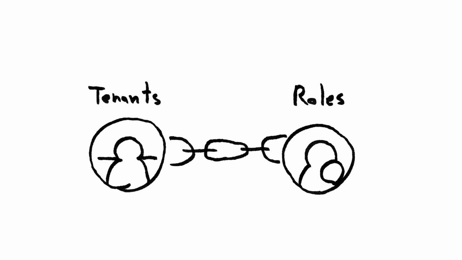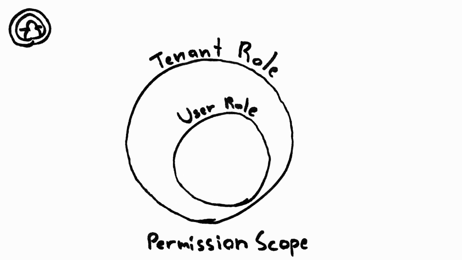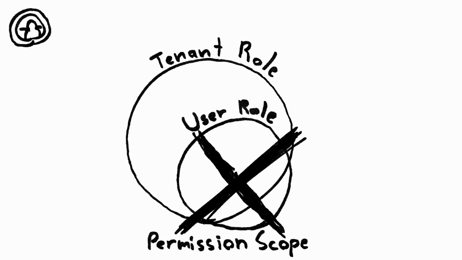Closely linked to tenants are roles. The two types of roles in Morpheus are tenant roles and user roles. Tenant roles act as a sort of cap for user roles. When assigned to tenants, the tenant roles set the maximum permission levels for users in that tenant, meaning that user role permissions cannot exceed what the tenant role sets. User roles determine access permissions in Morpheus.